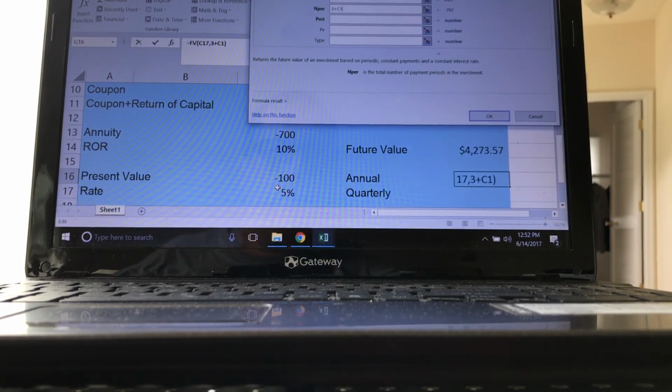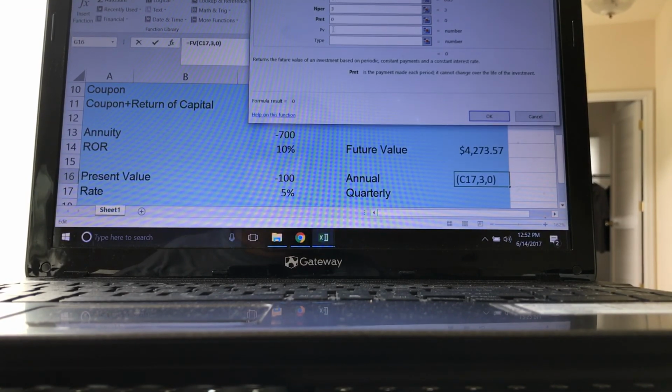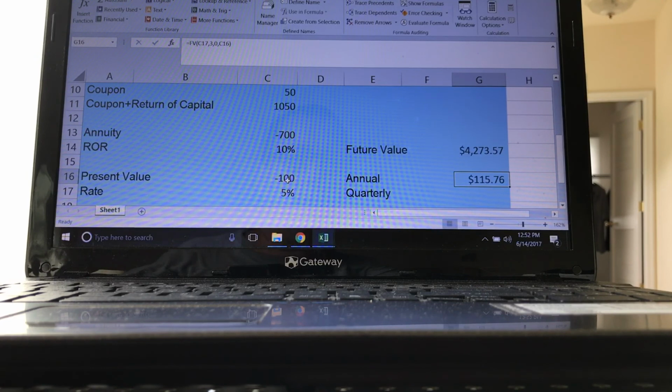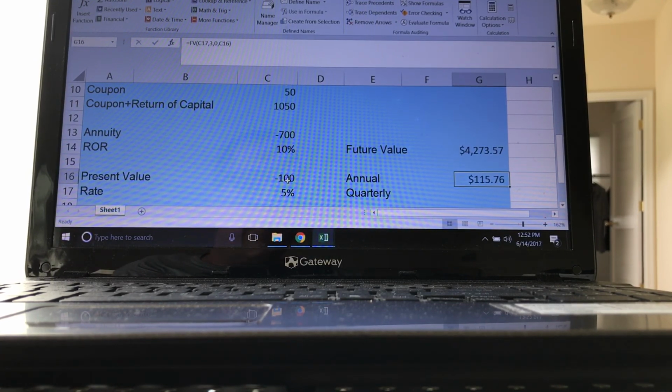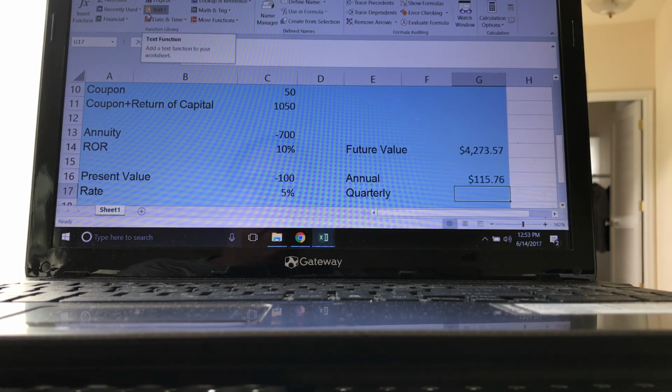I'm sorry about that. The payment, no payments, I'm not making payments, but my present value is $100. What does it come out to? $115. So if I put $100 in the bank for 3 years, it would be 5%. Let's assume I'm getting compounded quarterly, which means every quarter I'm getting interest on my interest. How do I solve for that? Okay, so every quarter the bank is willing to pay me.